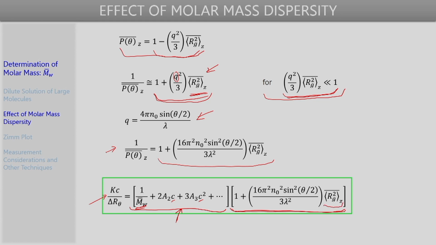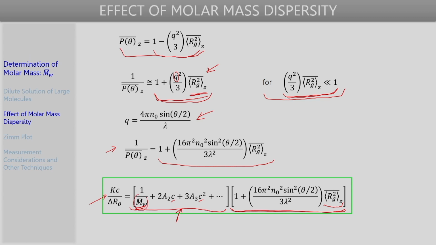So, we see that when molar mass dispersity or molar mass distribution of polymers is considered, there are two changes that take place in the equation for light scattering from large solute molecules. One is that the unique molar mass that we had earlier gets changed to the weight average molar mass, and the radius of gyration that we had earlier, which was just a mean square radius of gyration, gets changed to this Z average mean square radius of gyration. So, these are the two changes that result from the presence of a molar mass dispersity or a molar mass distribution of the solute molecules.